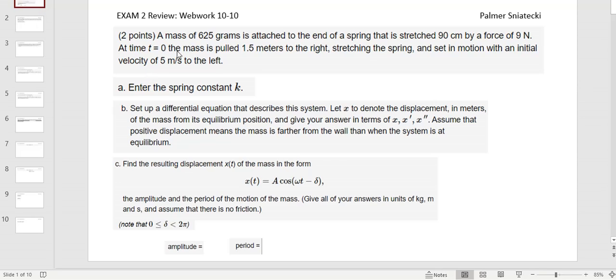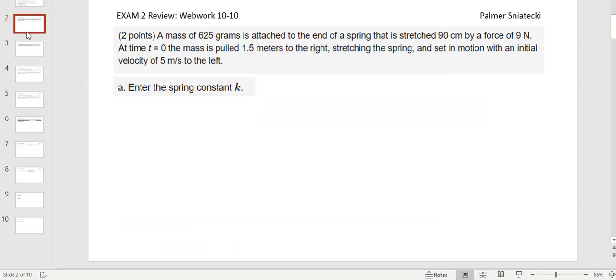So we've got a mass of 265 grams attached to the end of a spring that is stretched 90 centimeters by a force of 9 newtons. And then it also is an initial value problem where it gives us T0, the mass is pulled 1.5 meters to the right, and then it's set in motion with a velocity of 5 meters per second to the left. First off, it wants us to have the spring constant.